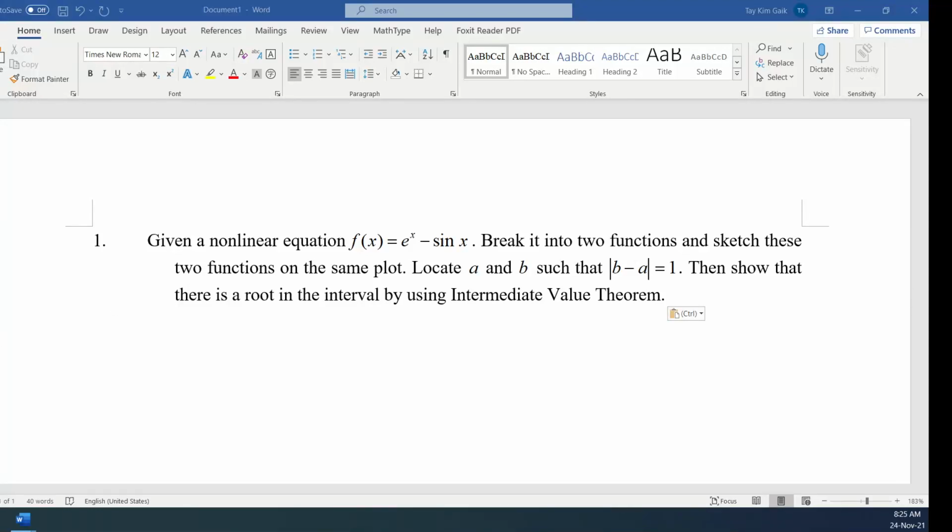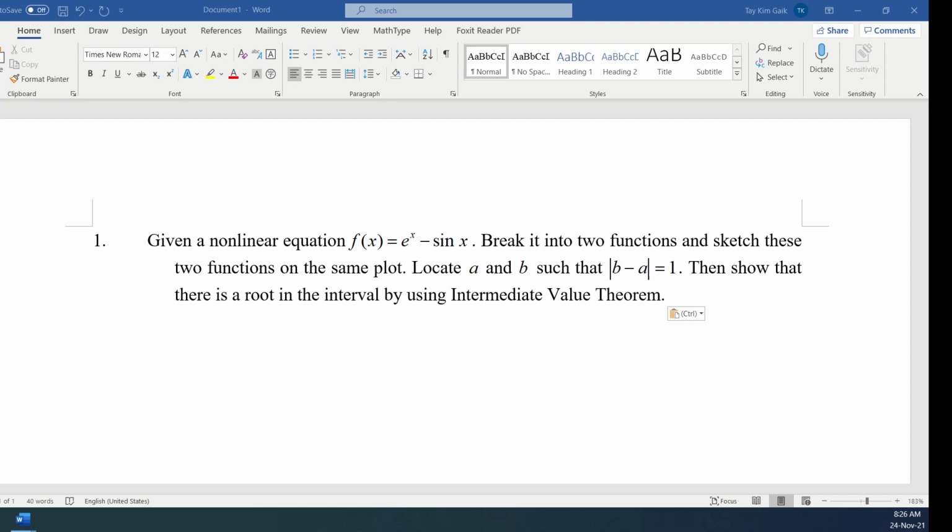You have the nonlinear equation f(x) equal to e^x minus sin x. Break it into two functions and sketch these two functions on the same plot. Locate a and b such that the magnitude |b minus a| equals 1. Then show there is a root in the interval by using the intermediate value theorem.